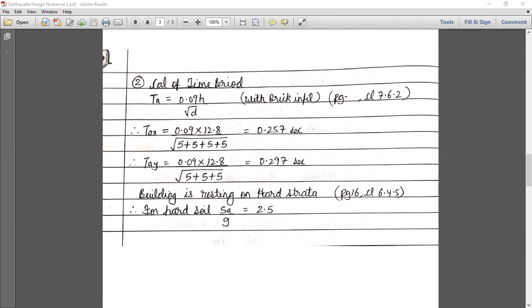What is ductile detailing? For ductile detailing the code is 1320. Okay, regarding this numerical, if anyone has any doubt, they can ask me now. Otherwise we can end this session.